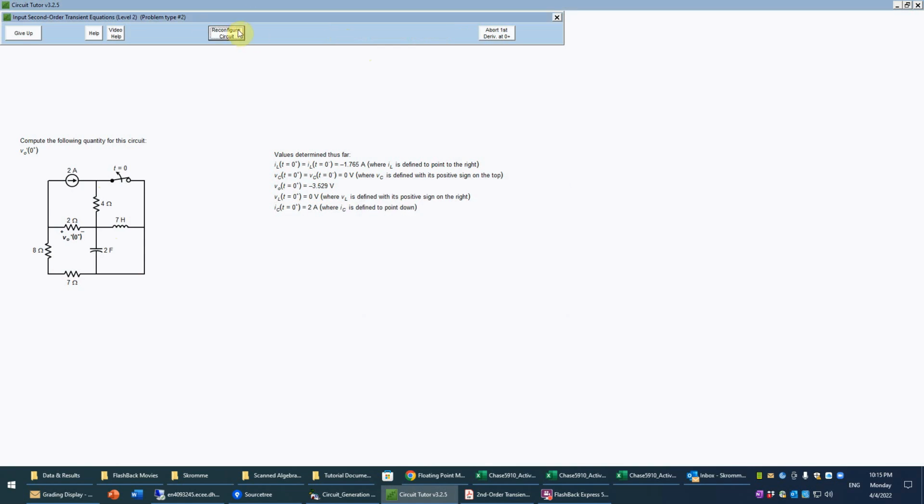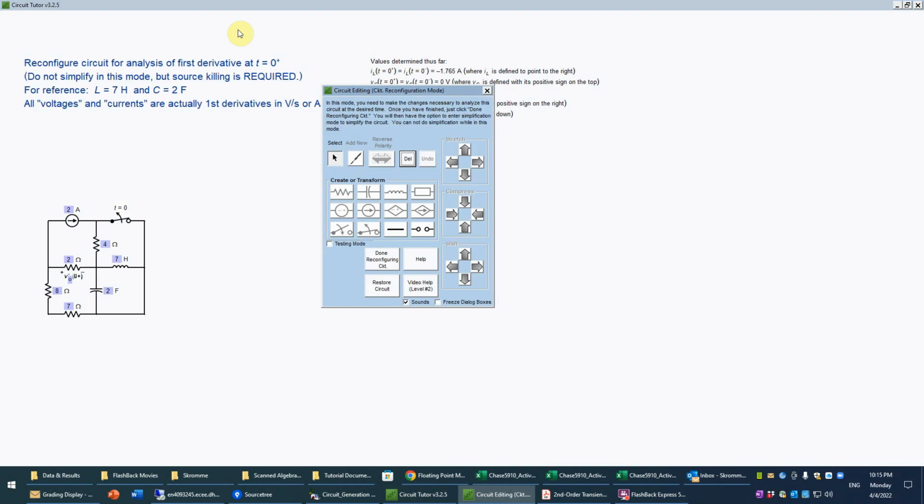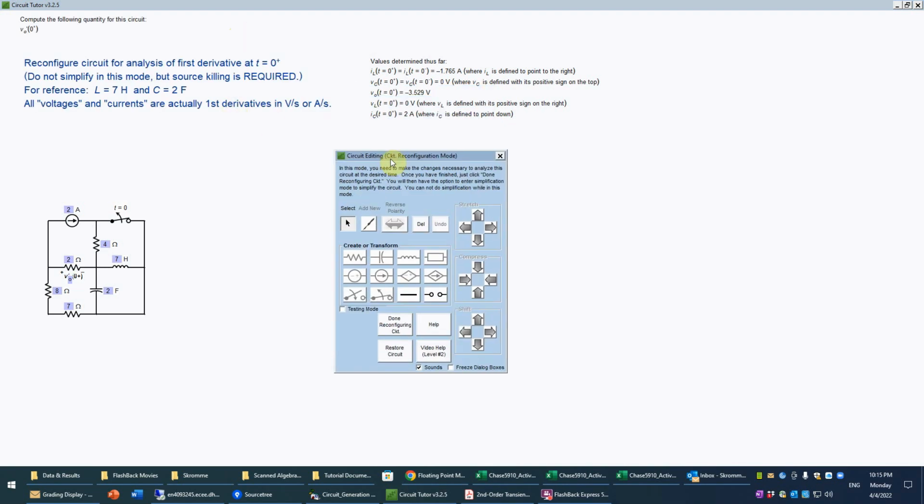Okay, so I have to reconfigure the circuit again at 0 plus, but now I'm basically forming the first derivative of this circuit. So what that means is that every voltage and current in the circuit is not really a voltage and current, it's actually the first derivative of the corresponding voltage or current. So in other words, it would be volts per second or amps per second, because that's the units of the derivative quantity.